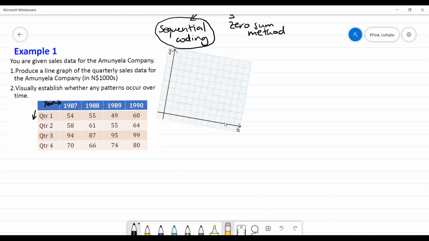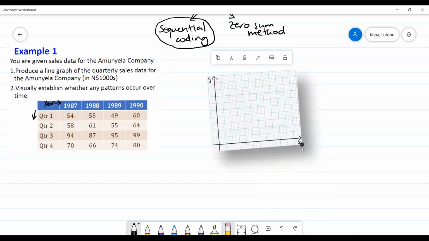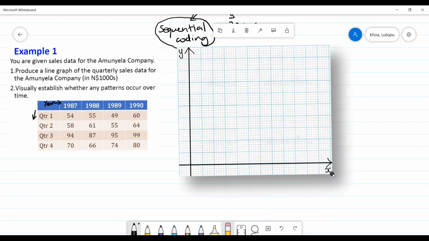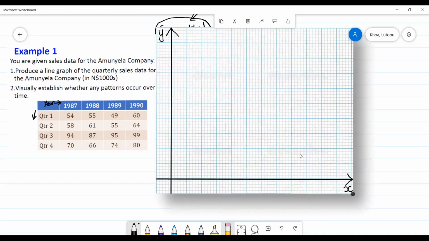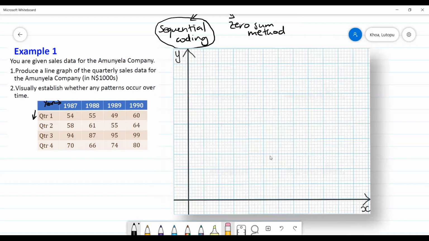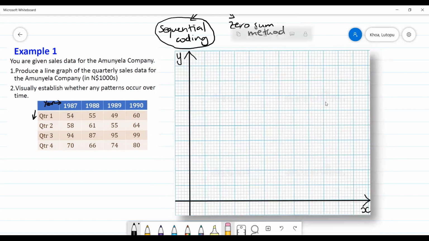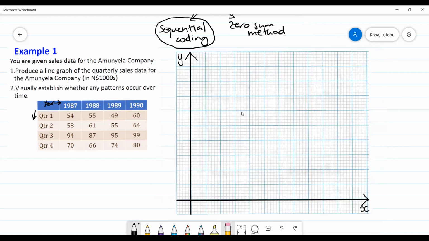Okay, so you won't necessarily have to use graph paper. I don't think in the test or exam you'll be given graph paper. So you will just do it on your lined paper that you have in the test. Okay, so you just need to make sure that the way you do it is a good representation of this data in terms of your scale.